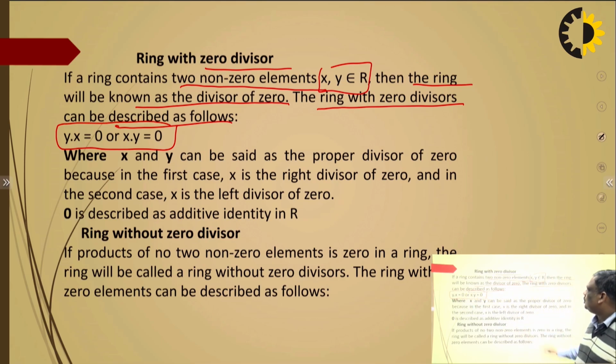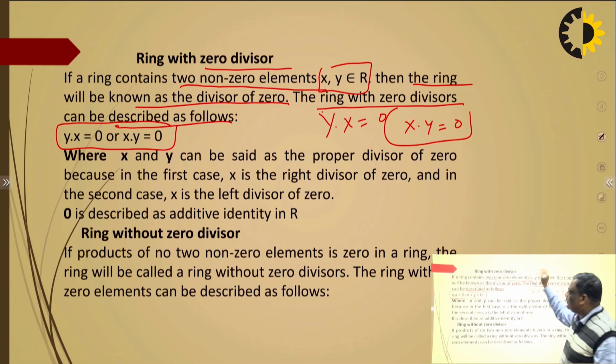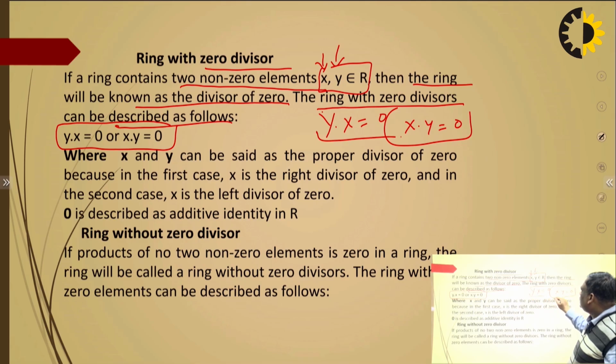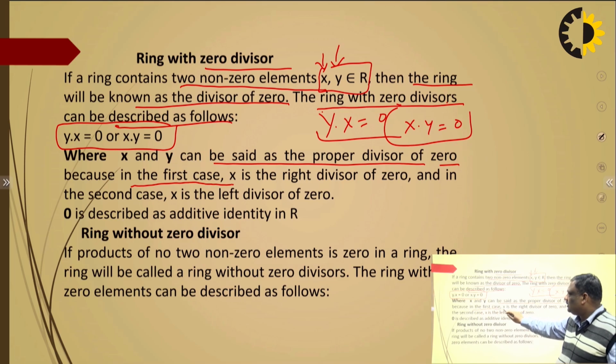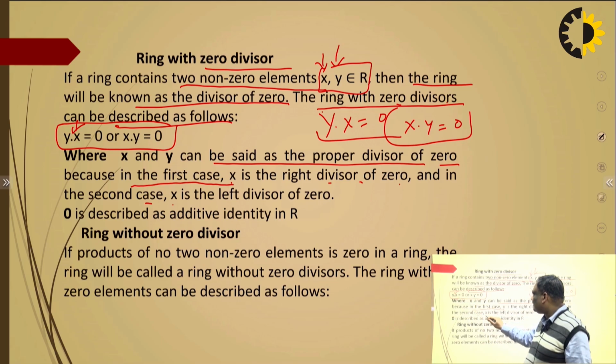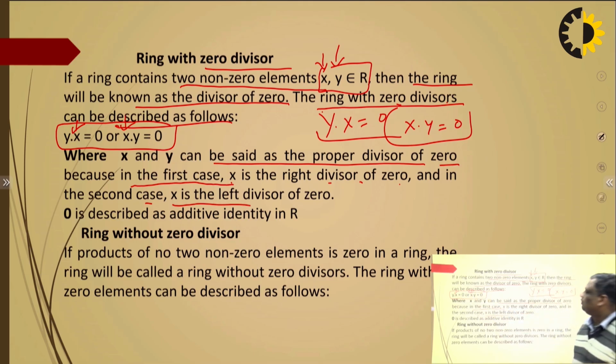y dot x is equal to 0, or x dot y is equal to 0, where x and y are non-zero elements, and this is described as a zero divisor. So x and y can be said to be proper divisors of 0, because in the first case x is the right divisor of 0, and similarly in the second case x is the left divisor of 0. So left divisor and right divisor here.